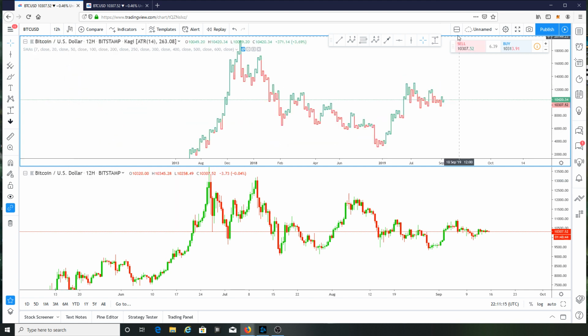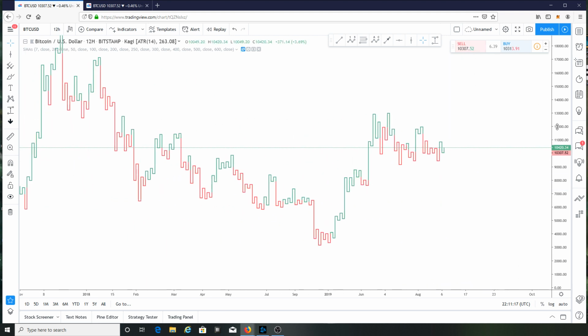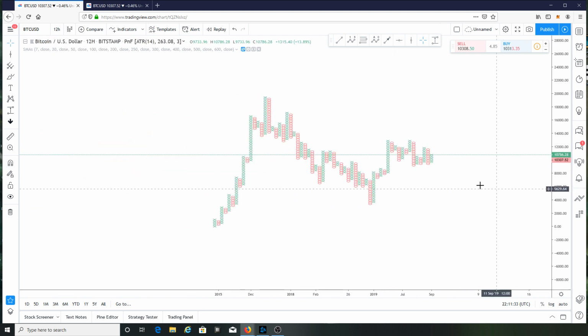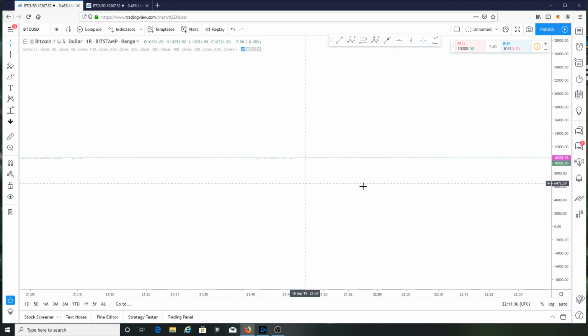Okay, so the next one there is Kagi. Again, not all that familiar with this one. It looks very kind of similar to the Heikin Ashi, only it just uses lines to signal trend reversals. And again, this one still has a price at 10,420. Point and figure, not a clue. We're going to skip that one.